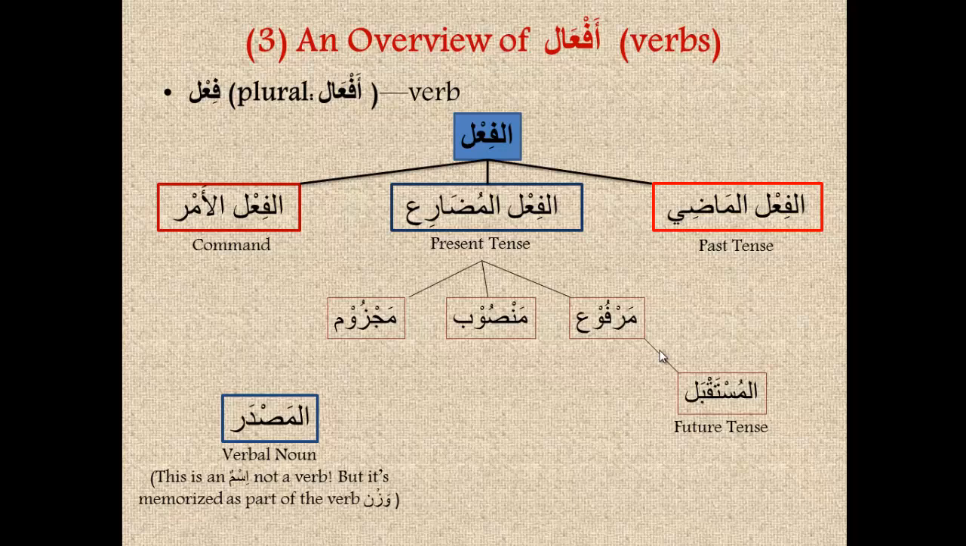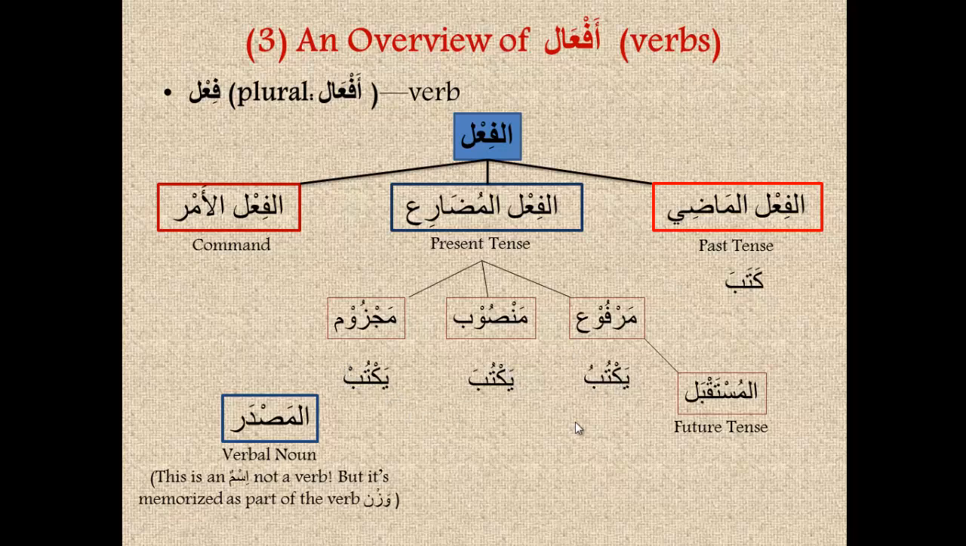Let me give you a few examples at this point. We have kataba, which means he wrote. Kataba, he wrote. That's a past tense verb, fi'l al-madi. Now in the present tense, we can have three different versions. We can have yaktubu for the marfu' form. We can have yaktuba for the mansub, and yaktub for the majzoom form. Notice how these three verbs are very, very similar. In fact, they're nearly identical except for their case ending. Yaktubu with a dhamma, yaktuba with a fatha, yaktub with a sukun.